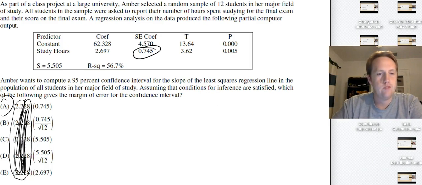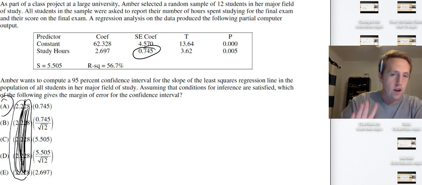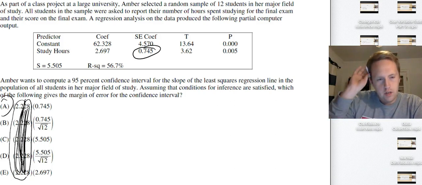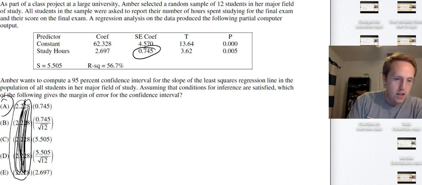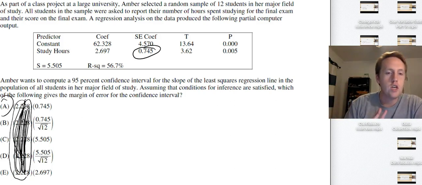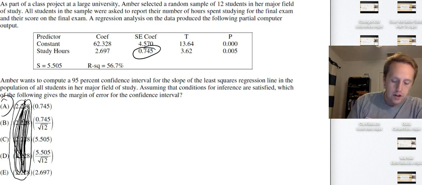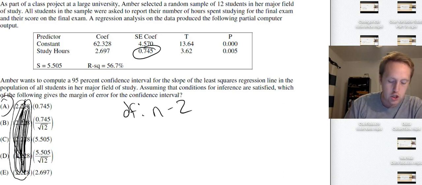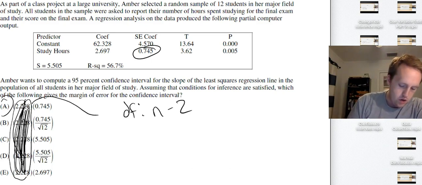Great. Just for reference, I paused the video because I wanted to double check something. These values that I crossed out right here, those are t-stars. And the degrees of freedom in regression is n minus 2. So that's the only weird one. Degrees of freedom for regression is n minus 2. And these are all, like I said, t-stars.